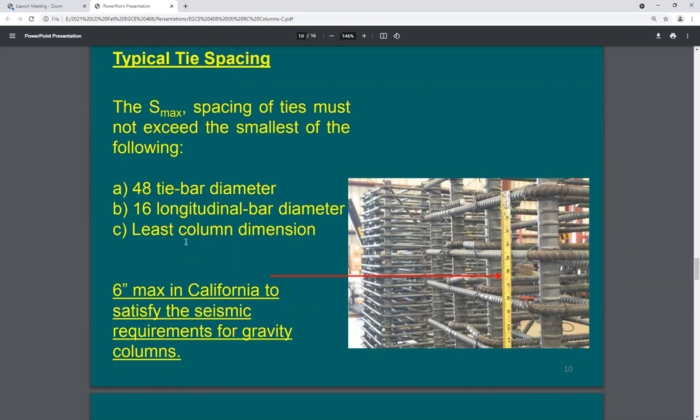Meaning, if I told you that this building is in California, you need to do the first 3 checks, and then you do the fourth one. You compare it to 6 inches, and you take the smallest of all. Make sense? So most likely in California, it's going to be 6 inches. When you open any reinforced concrete book based off the ACI, you're going to see spacing more than 6 inches. But it's not going to work here, careful. Once we start practicing here, you open the code, you're going to see changes to the ACI code.